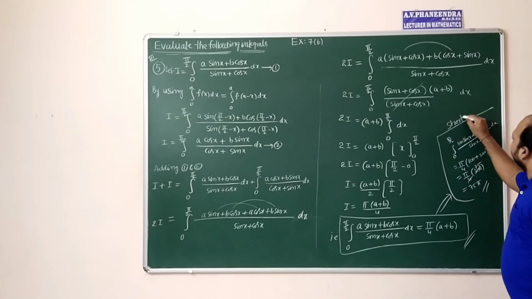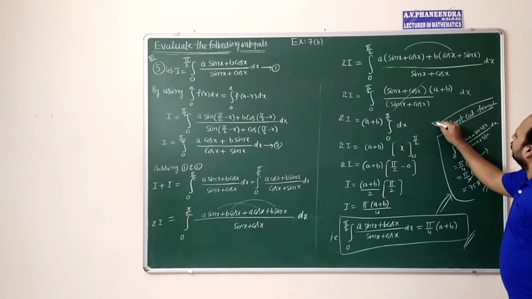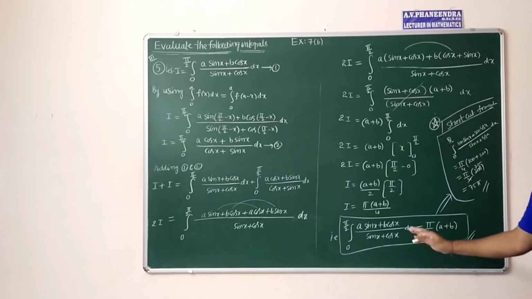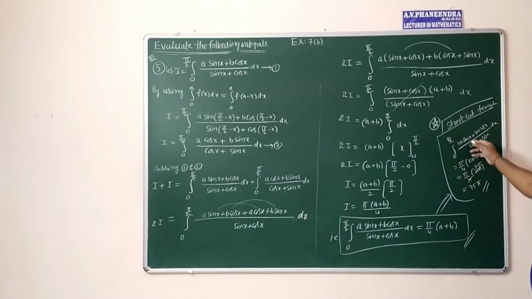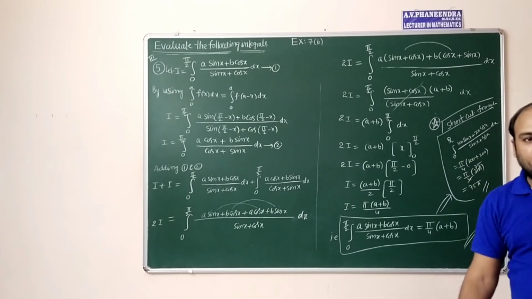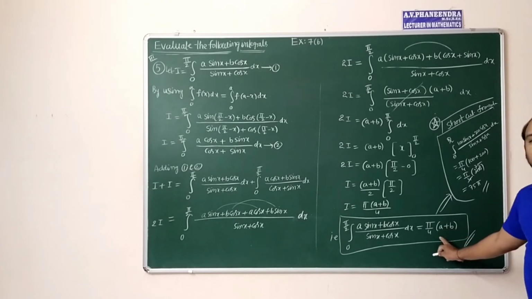Shortcut. Remember, students, even this formula: whenever the question is in this form, like integral 0 to pi by 2 of 200 sin x plus 200 cos x divided by sin x plus cos x into dx, you can utilize this formula as a shortcut.